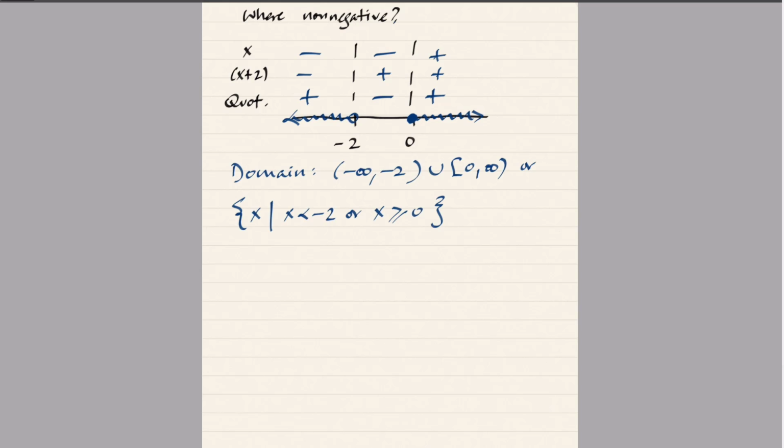So if we state the domain using interval notation, it would be as you see, and it can also be stated using set builder notation, whatever seems good to you, whatever the question is calling for. Let's look at our last example.